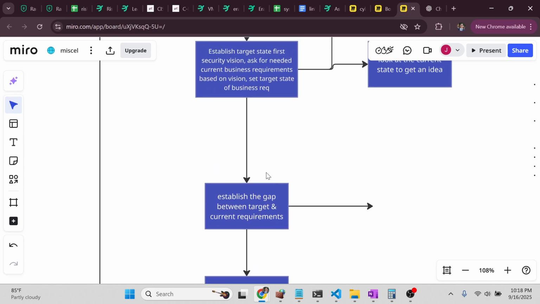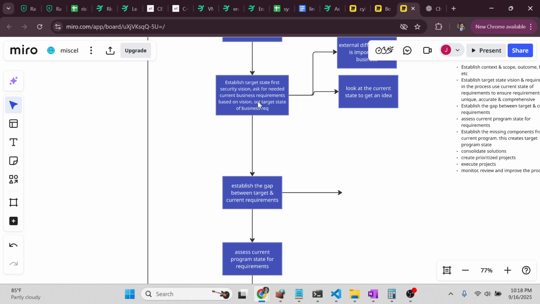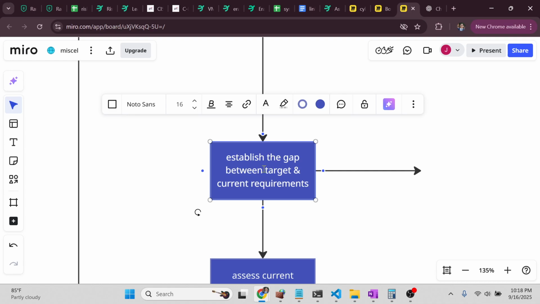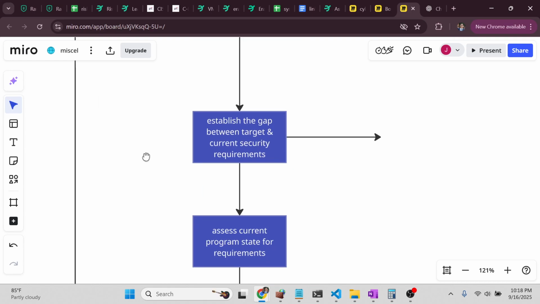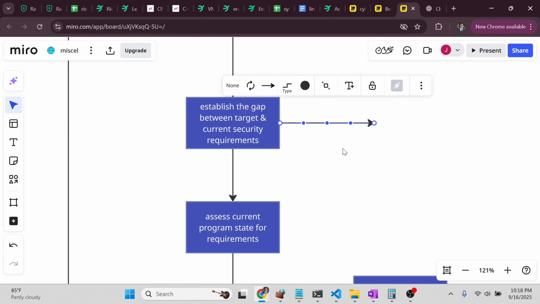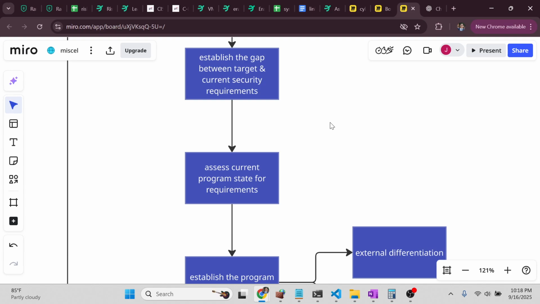All right. Once you ask for security requirements, then there is a gap. There is a gap between the current security requirements and the target security requirements. So you could establish the gap between current and target security requirements. All right. So you establish the gap. You're saying, this is the problem. What is it that we are missing? You have an ideal situation that you need to go to, and the gap is about what is preventing us from achieving the destination of security requirements.